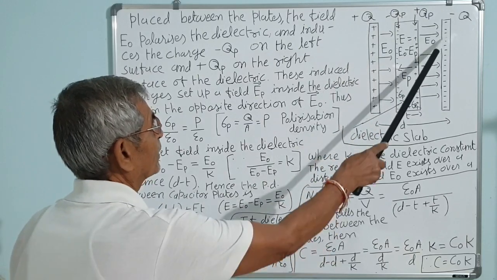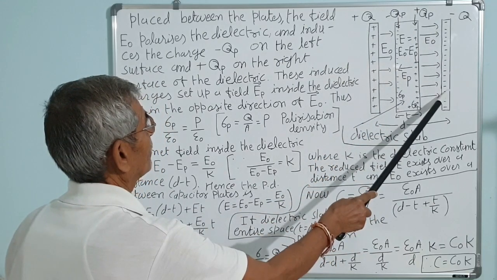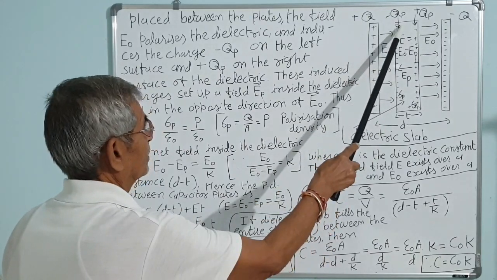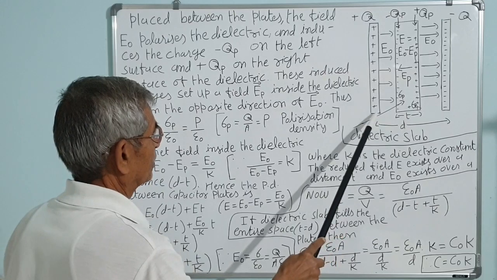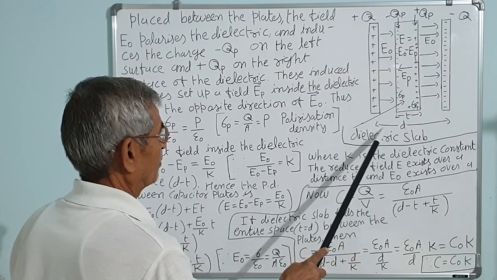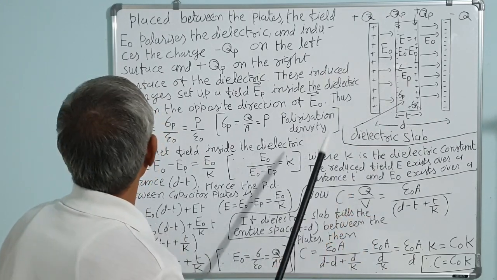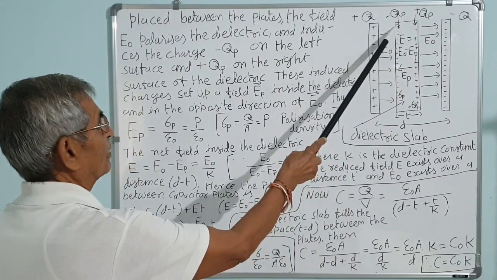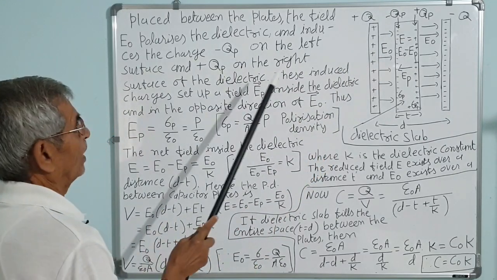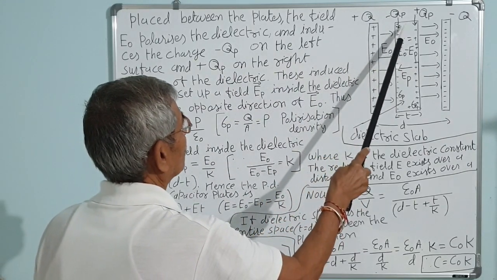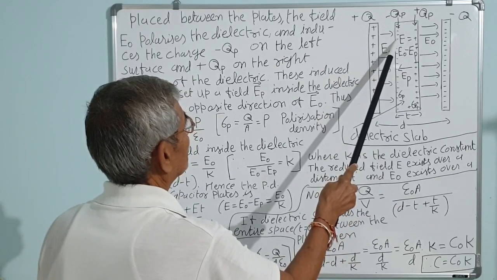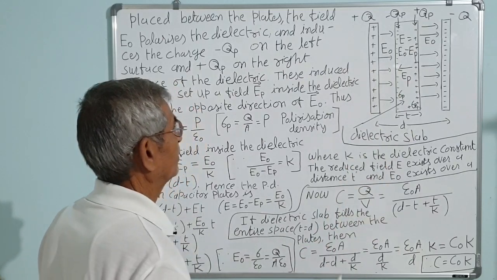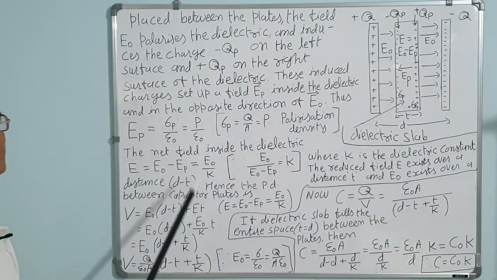These are the two plates of a capacitor, say X and Y plates, having the charges plus Q and minus Q. This is the dielectric of thickness t. The distance between the two capacitor plates is d. We have already studied that the field E0 will polarize the dielectric. The molecules of the dielectric will be polarized, correct? Inside, the charge will be 0, but on the edges, the left side of the dielectric will be charged negatively and the right side of the dielectric will be charged positively.